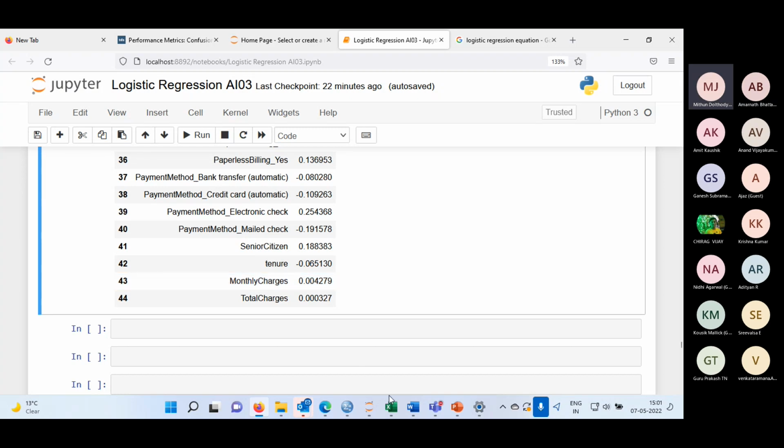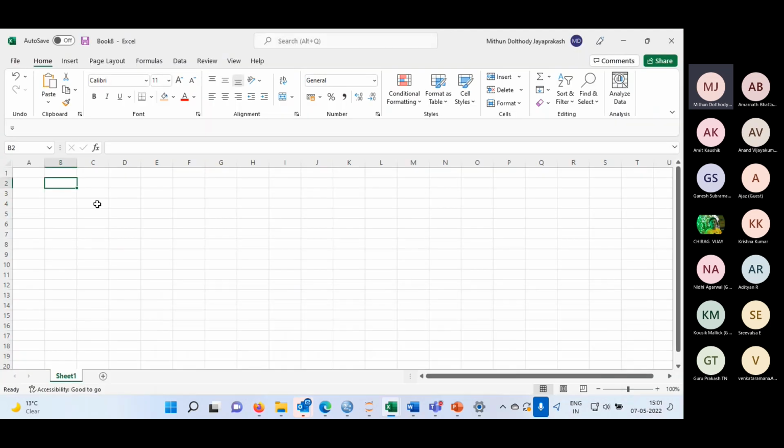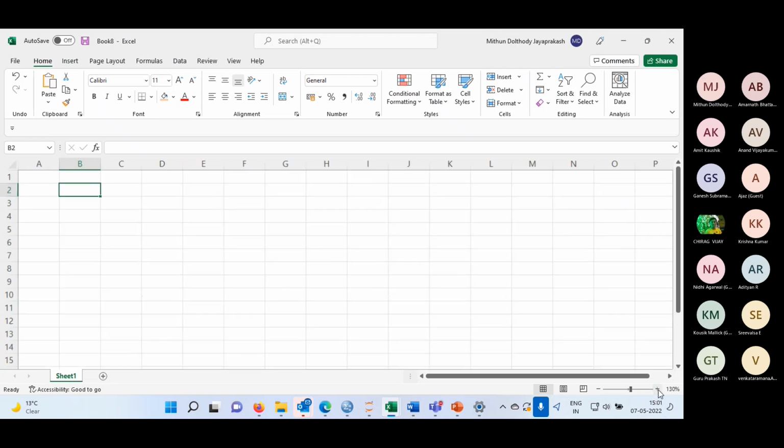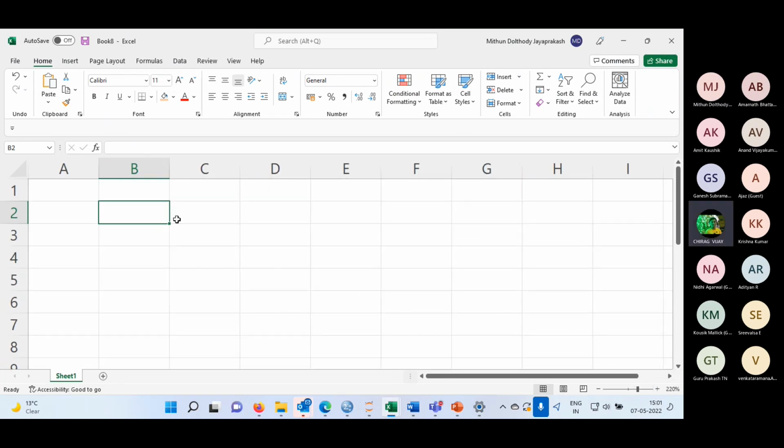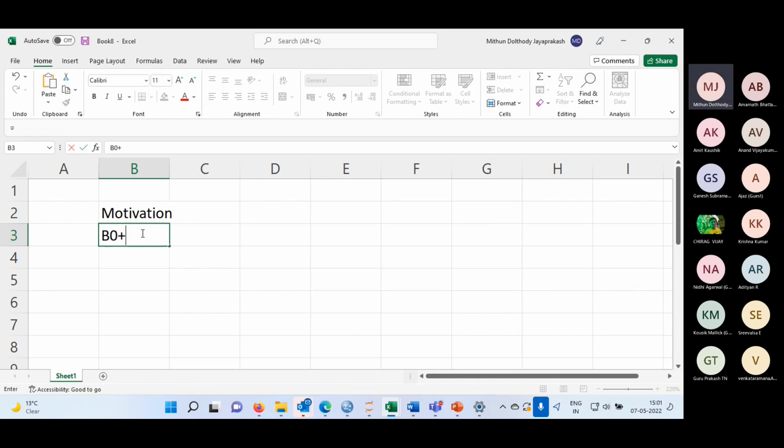Guys, I just want to get into a slightly tricky situation, so please bear with me and try to understand what I'm saying. I hope you can see my Excel sheet, everybody. I'm just explaining the motivation for logistic regression. We need the concept of B0 plus B1x. This is the right hand side of linear regression. Do you agree?